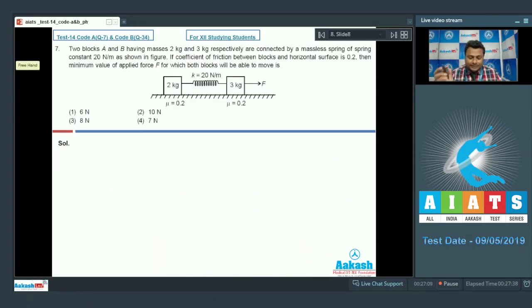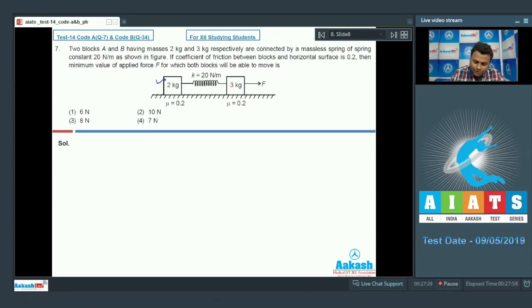Here is question number 7, everyone. Two blocks A and B having masses 2 kg and 3 kg respectively are connected by a massless spring of spring constant 20 Newton per meter as shown in figure. If coefficient of friction between blocks and horizontal surface is 0.2, then the minimum value of applied force F for which both blocks will be able to move is what?